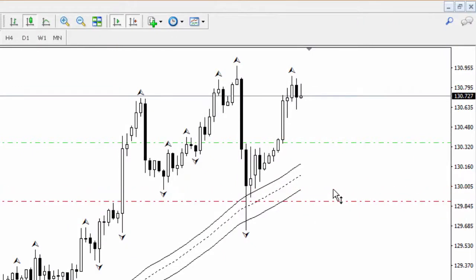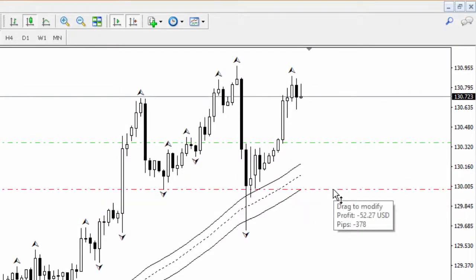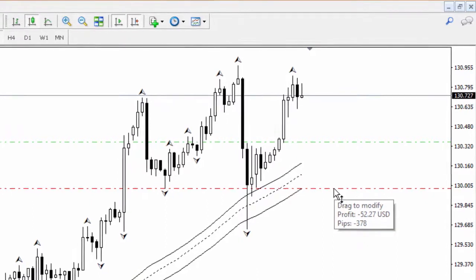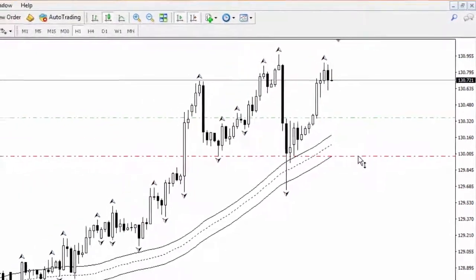As you've just seen on the screen, moving this long trade stop loss order from its previous location to the new price level where it's supposed to be at has just helped me to cut down its overall risk from minus 47 pips to minus 37.8 pips, which is only minus 52 US dollars and 27 cents at the moment.